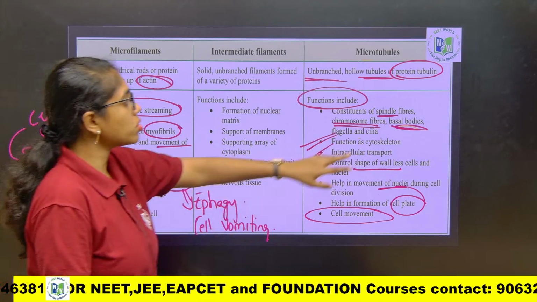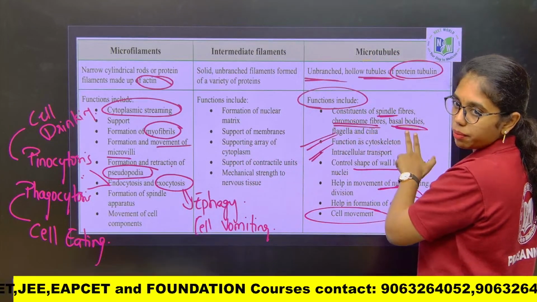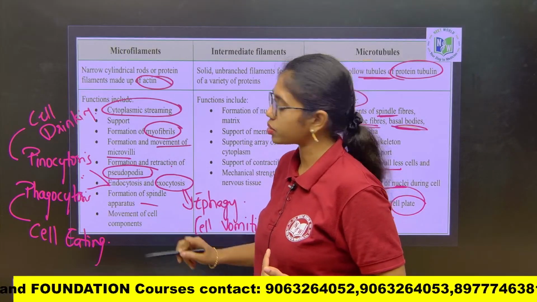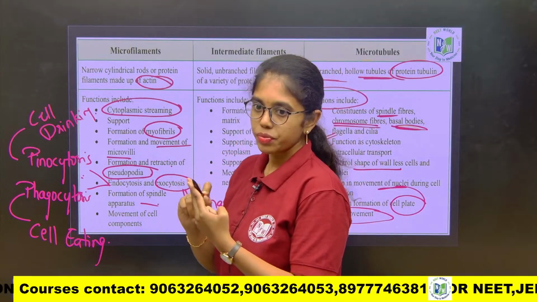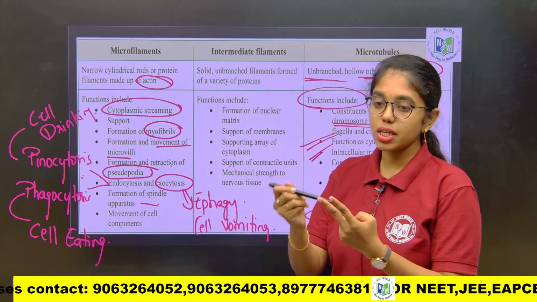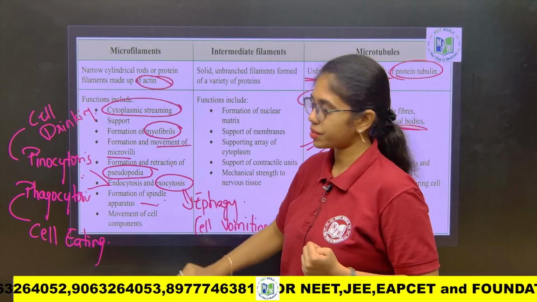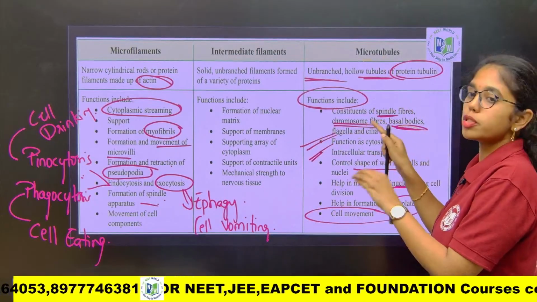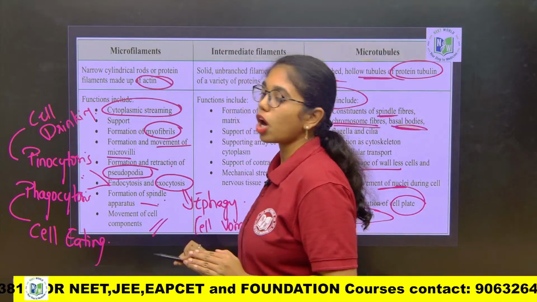Next, formation of spindle apparatus. Don't get confused. Microtubules constitute spindle fibers, but microfilaments will help in formation of the spindle apparatus. Spindle apparatus includes what? Spindle fibers and asters. Yes, asters and spindle fibers together are called the spindle apparatus. Microfilaments help in its formation, whereas microtubules constitute spindle fibers. Don't get confused.